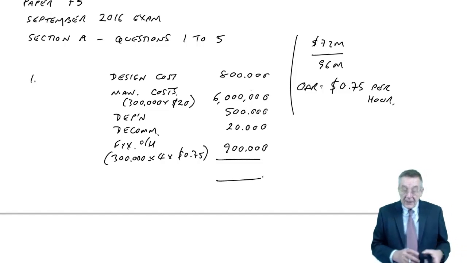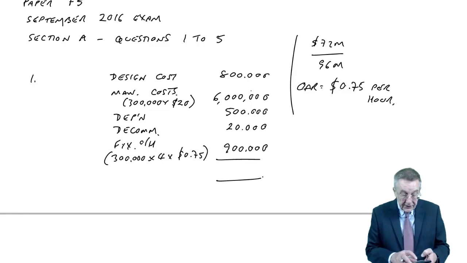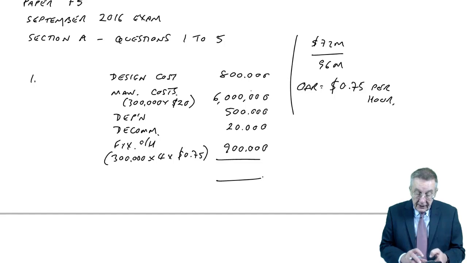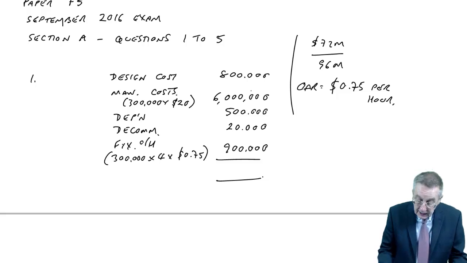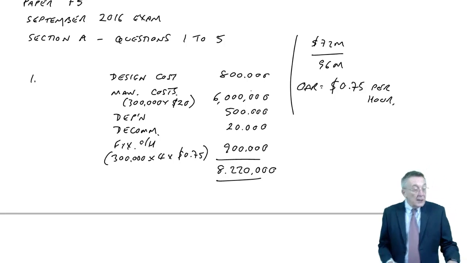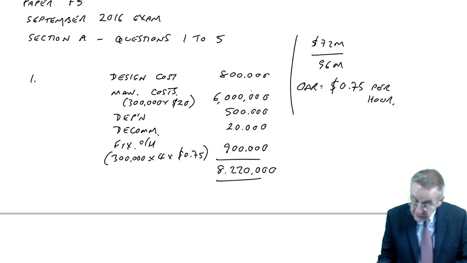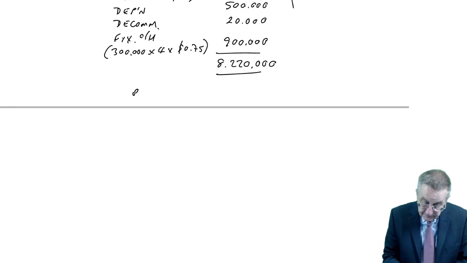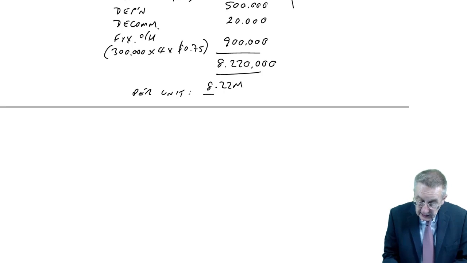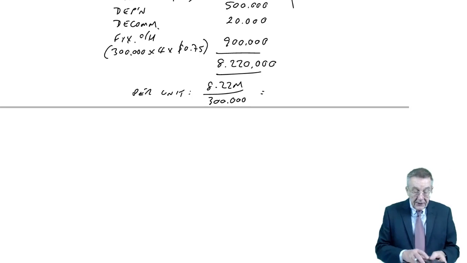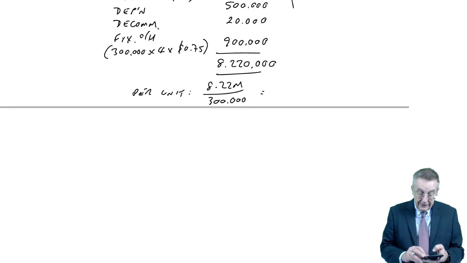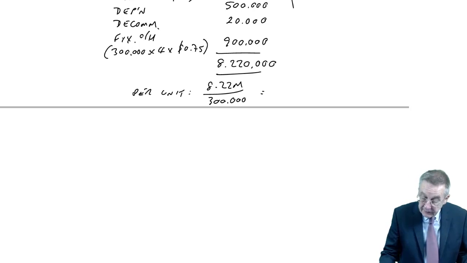And so let's hope I can get my arithmetic right. I get the total lifetime costs 800,000, 6 million, 500,000, 20,000, 900,000. I get a total of 8.22 million. And so the life cycle cost per unit: 8.22 million. How many units? 300,000, which comes to $27.40.